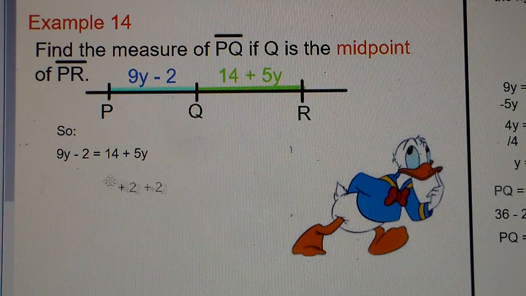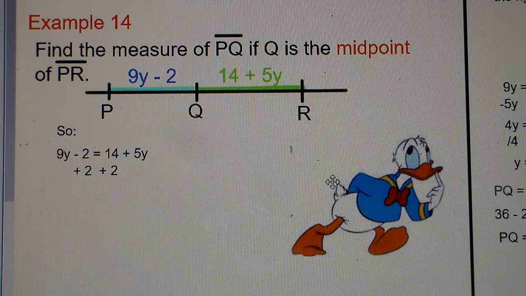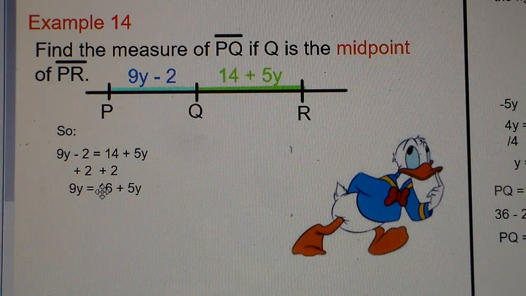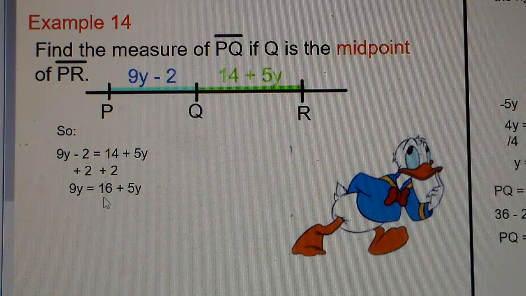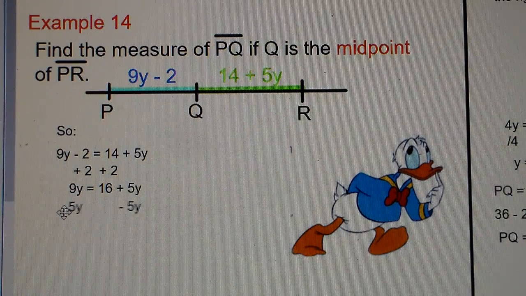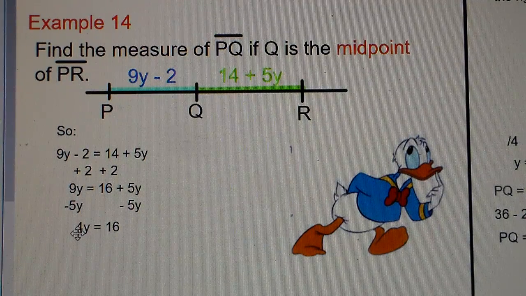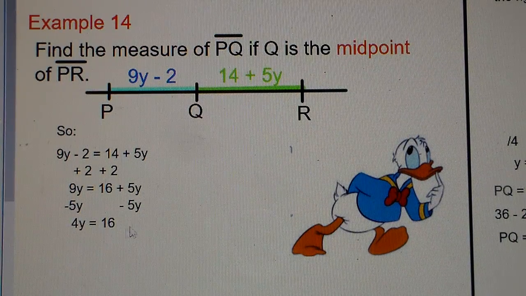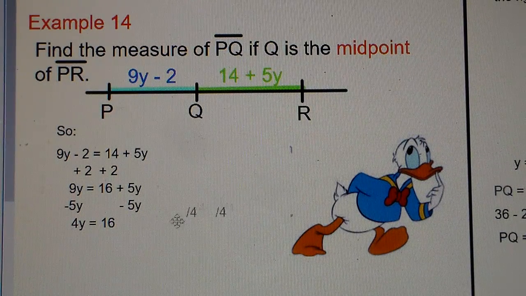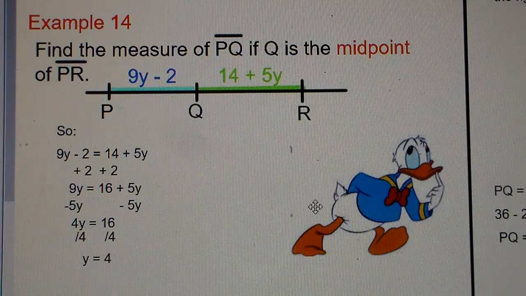We then use our inverse operation skills. We add 2 to both sides, where we put the like terms right underneath each other. So then we get 9y is equal to 14 plus 2, which is 16, plus 5y. We then subtract 5y from both sides. 9y minus 5y gets us 4y. These cancel out, so that we have 16. We then divide by 4 on both sides, and we get y equals 4.